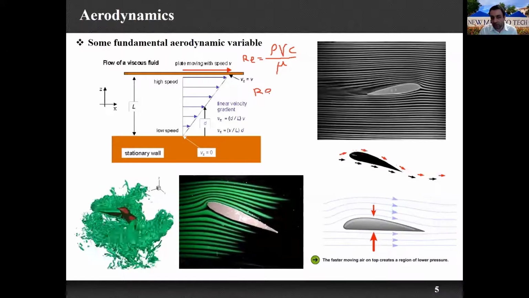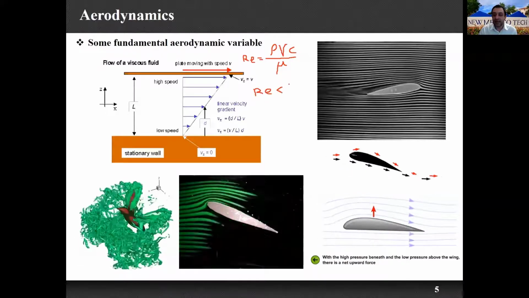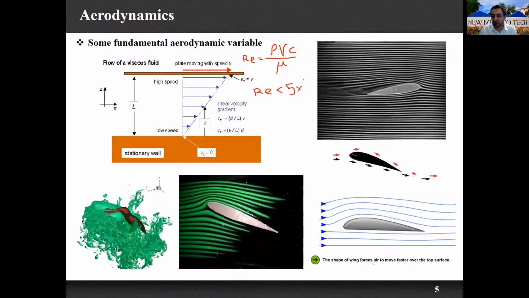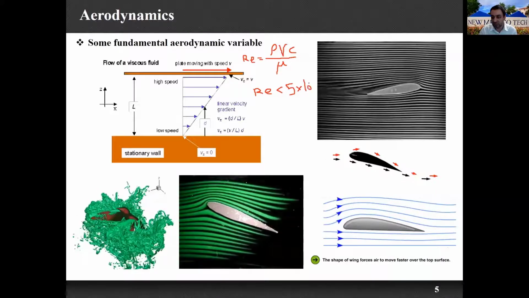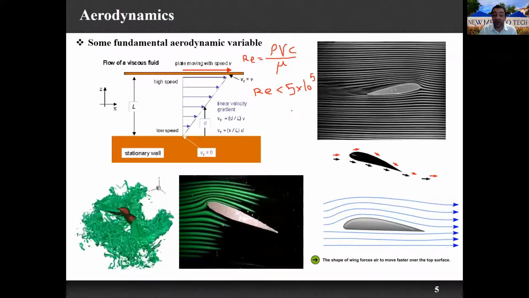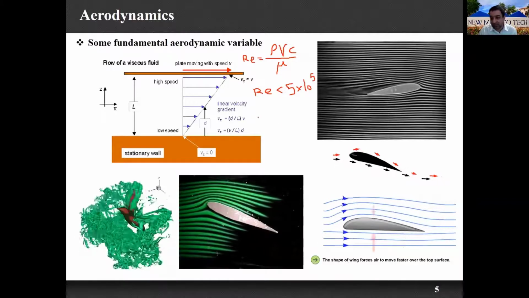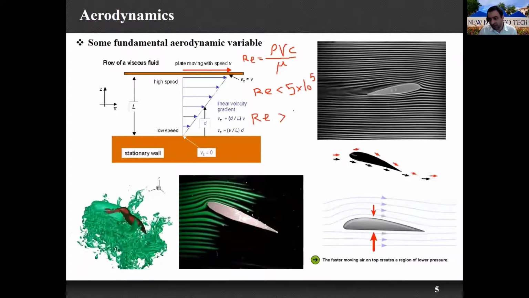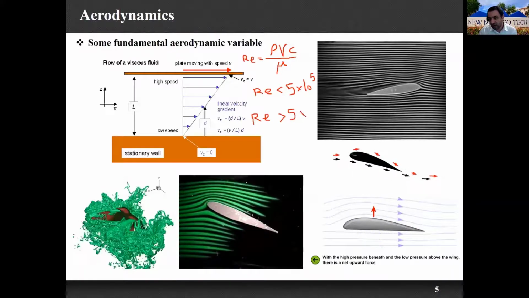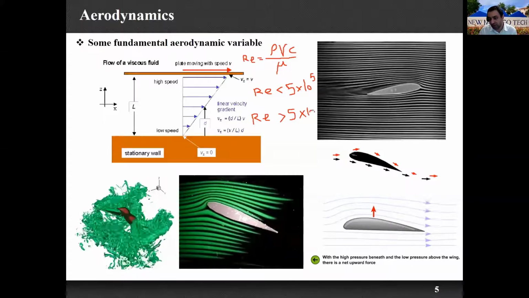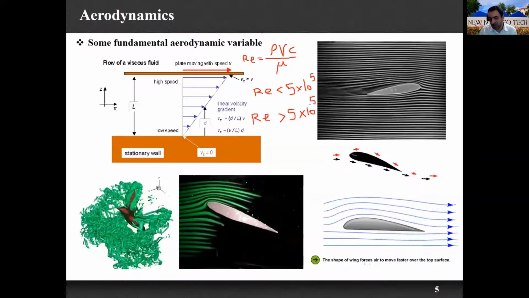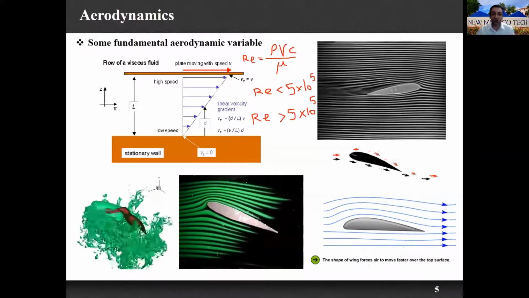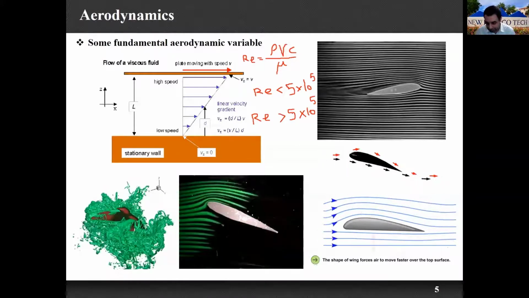So if the Reynolds number is less than 5 times 10 to the power 5, we are dealing with a laminar flow. If this Reynolds number is more than 5 times 10 to the power 5, we are dealing with a turbulent flow. So this is another classification that we will talk about in more detail once we get to the software.